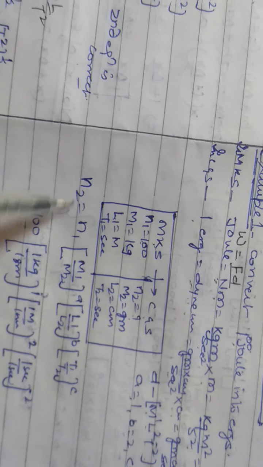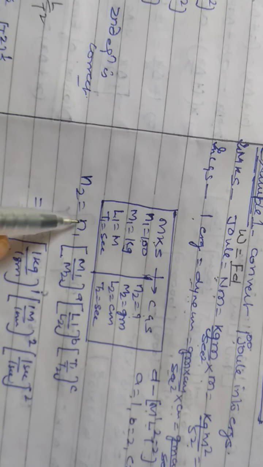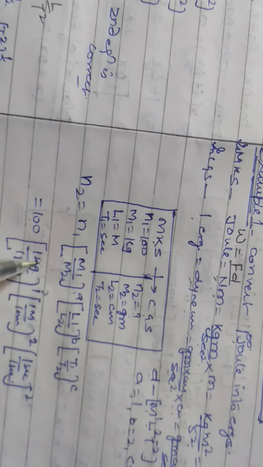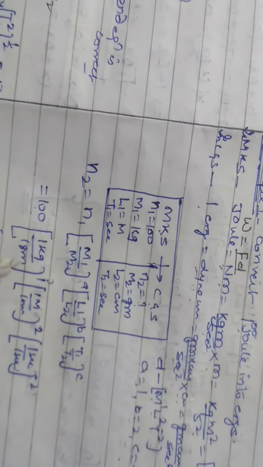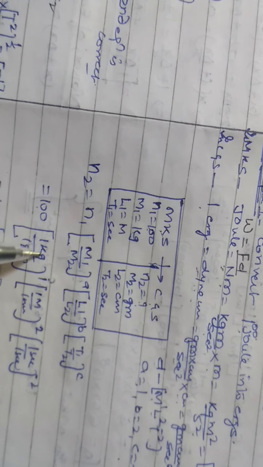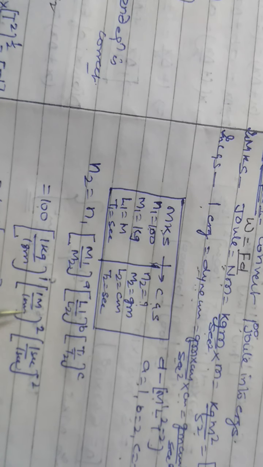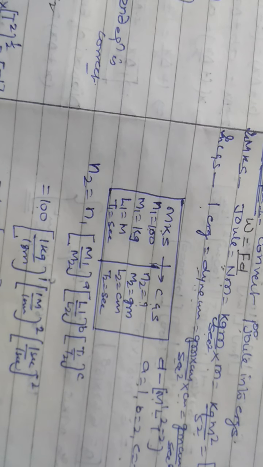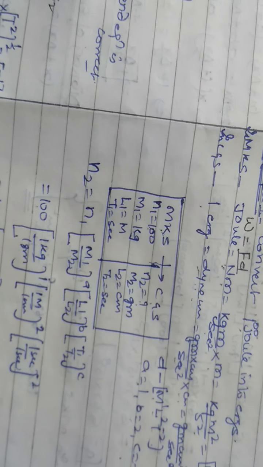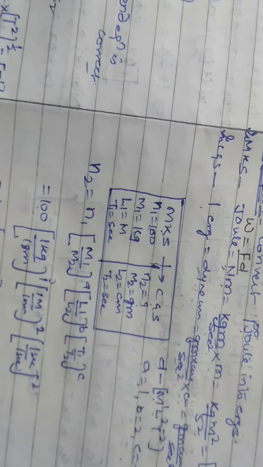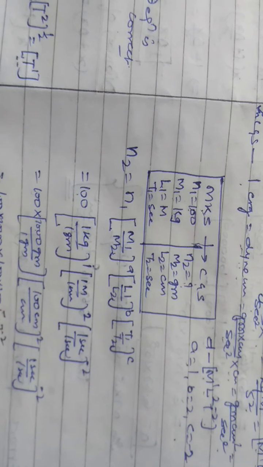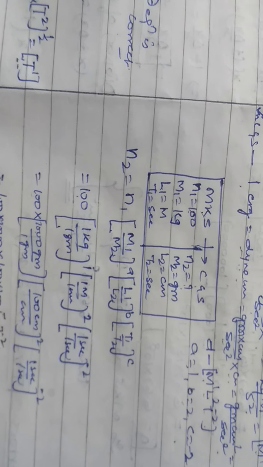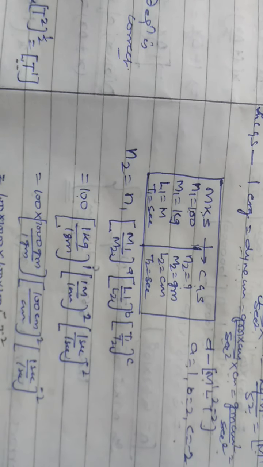Writing the formula again: N2 is equal to N1 (M1 upon M2)^a (L1 upon L2)^b (T1 upon T2)^c. Substituting the values, N1 is 100, M1 is 1 kilogram, M2 is 1 gram, L1 is 1 meter, L2 is 1 centimeter, and T is 1 second. When I convert kilogram into gram, it becomes 1000 gram, and meter into centimeter, 100 centimeter, and second is second. Centimeter and centimeter cancel out, gram and gram cancel out. So 100, 1000 is there, and 100 is there squared, so we write it 2 times. Second and second cancel out, so 1 raised to the power minus 2 remains 1. So it becomes N2 is equal to 10 raised to the power 9.